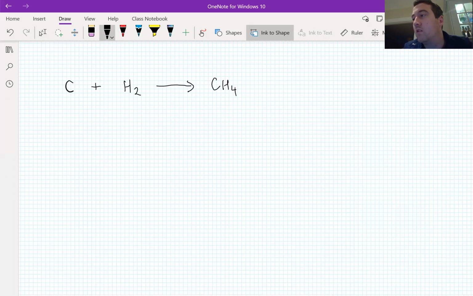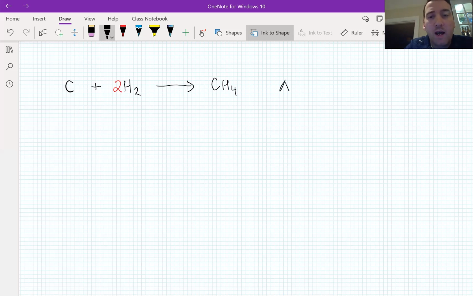1, 2, 3. What do I need to do to balance it? I'm hoping you can identify that the hydrogens are not balanced. If you couldn't see that, I'm telling you now. To balance the hydrogens, we've got to put a 2 here. That's it balanced.